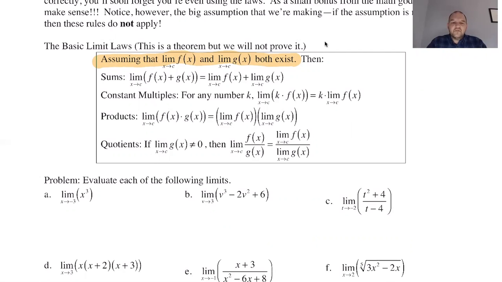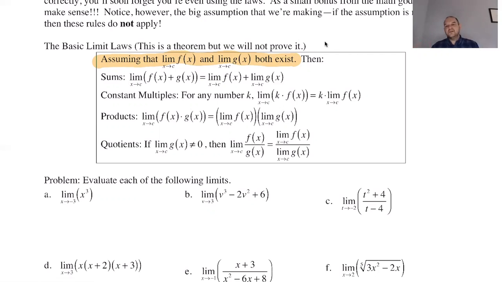Next one. The limit of a product is the product of the limits. So the limit as x approaches c of f times g is the limit of f times the limit of g. But remember, this is assuming that both limits exist. And then finally, as long as you're never dividing by 0, because you can never do that. So it's going to be a problem. The limit of a quotient is the quotient of the limits. So the limit of f over g is the limit of f over the limit of g.